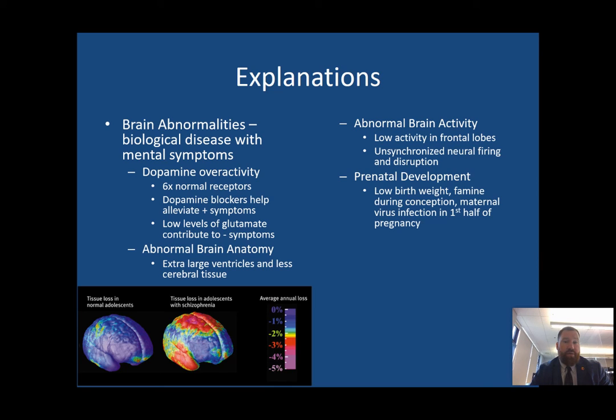So, other factors here. We know that the prenatal environment can lead to a higher likelihood of developing schizophrenia. A couple of things: low birth weight, which is related to famine during conception. If the mother is especially hungry or starving, that can lead to schizophrenia later in life of the child, not of the mother. Also, one of the biggest things we see is that a viral illness in the first half of pregnancy has a very high correlation to developing schizophrenia later in that fetus's life.